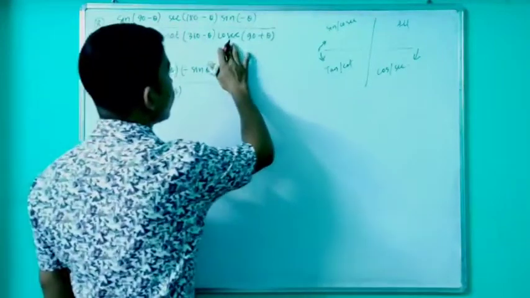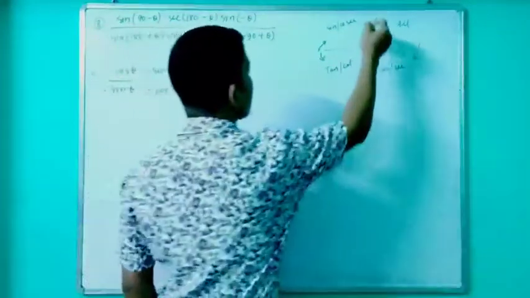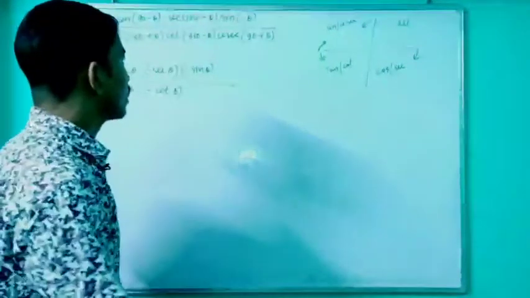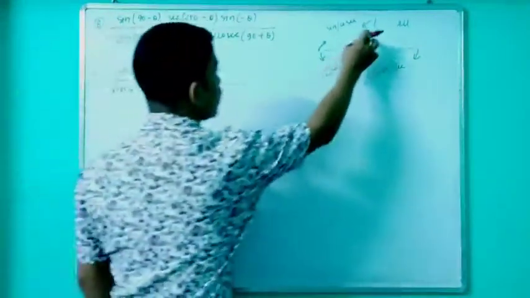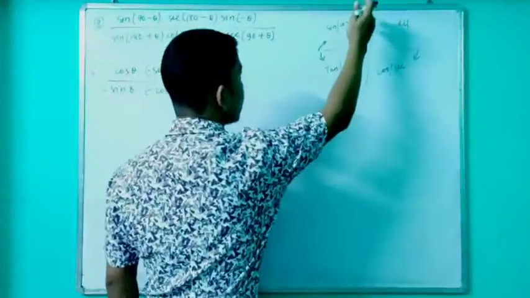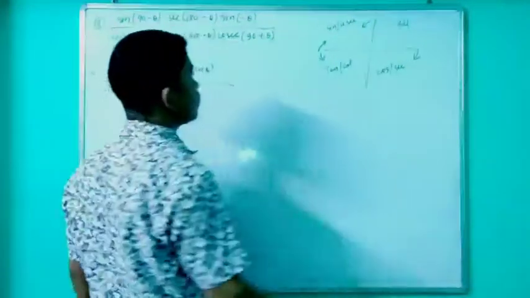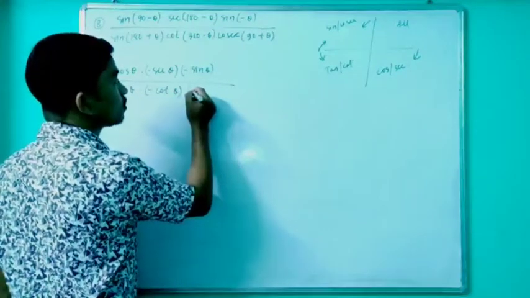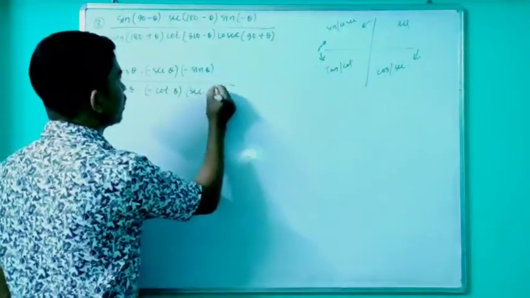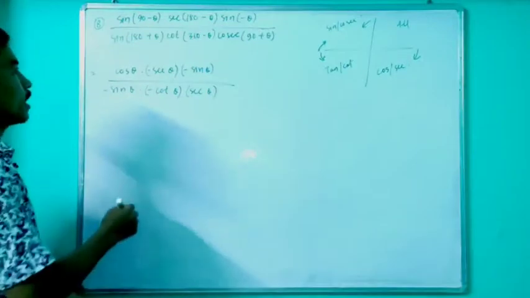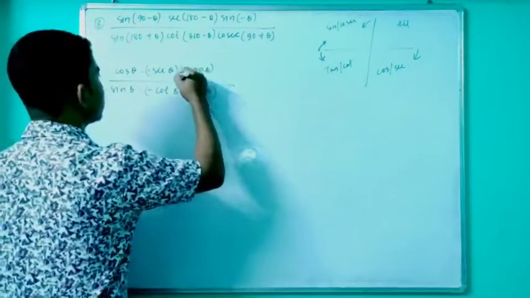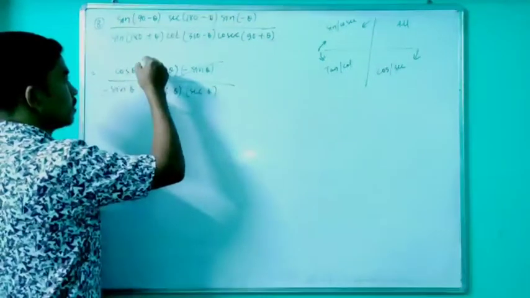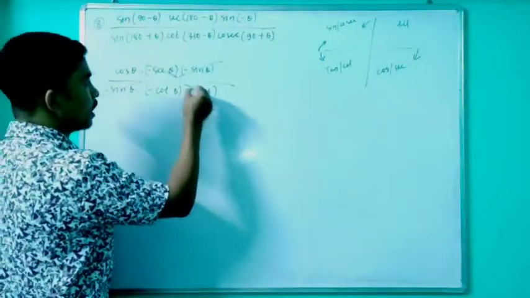And finally I have cosec of 90 plus theta. 90 plus theta comes in the second quadrant, and in the second quadrant cosec is positive, but on this vertical axis the cosec will change into sec. So I can write it as sec of theta. Now if anything cancels, you can cancel it out: minus sin theta and minus sin theta cancel. Then sec theta and sec theta cancel.